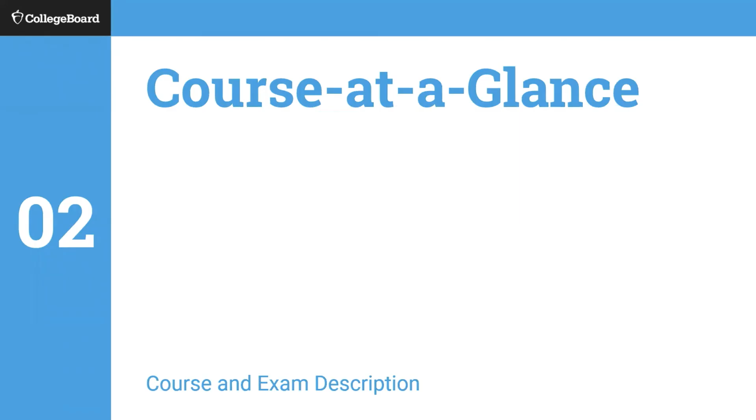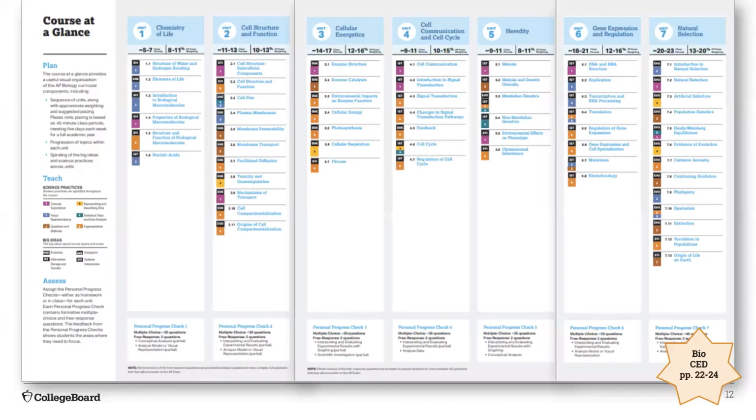With that, we're going to show you one of the newer features of the course and exam description. It's called Course at a Glance. I'm going to use biology as an example here, but most of you will have the same type of document in your course and exam description. So in biology, we're on pages 22 to 24, but it's around the same range of pages for most courses. Biology has 8 units. I'm only showing 7 on the screen here, but that's just because that's what fits.